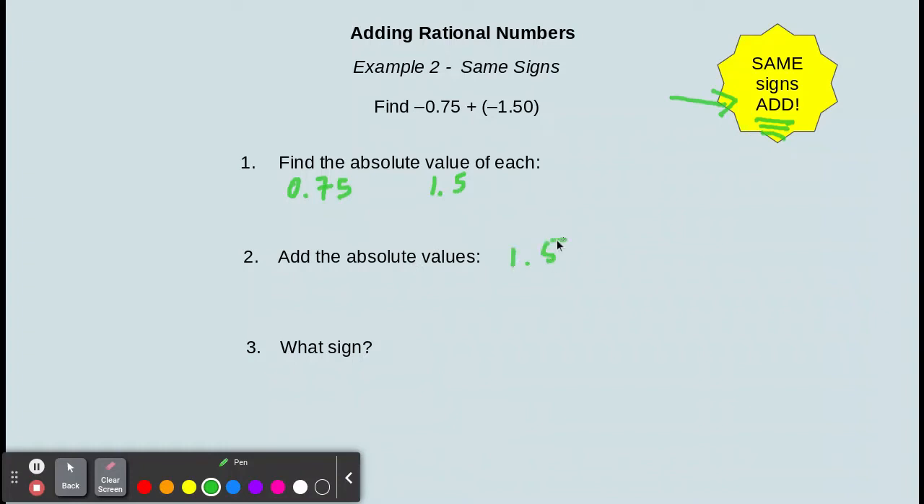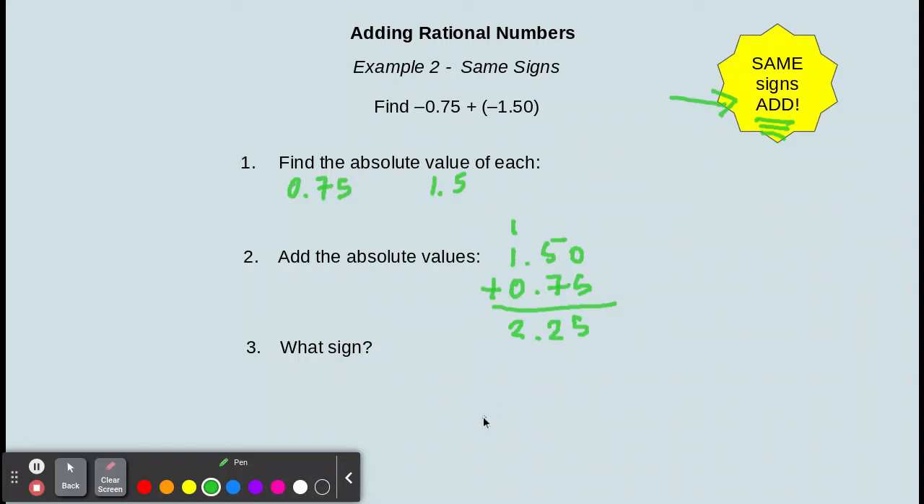So 1.5 plus 0.75. I add a 0 there just to make it look a little nicer. 0 plus 5 is 5. 5 plus 7 is 12. Put the 2, carry the 1. 1 plus 1 is 2. So our answer is 2.25.